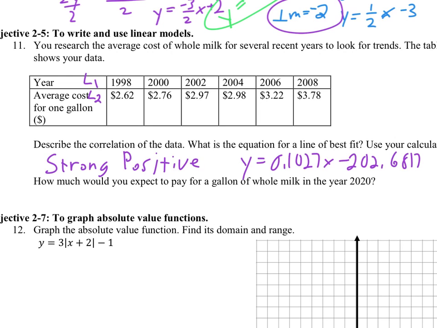And then you can use the value function on the calculator. Just make sure you extend the window so that 2020 is on there. And then you should find that it turns out to be about $4.77.